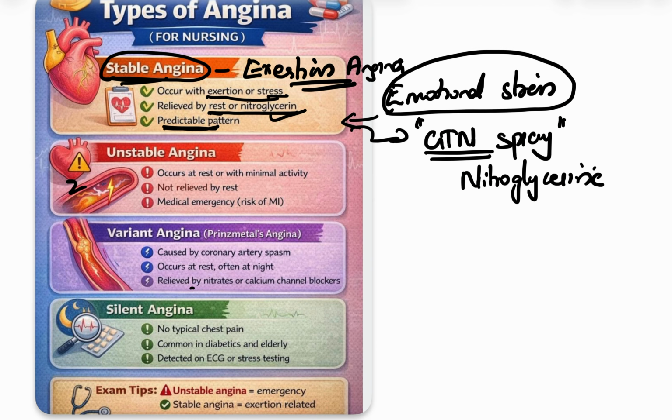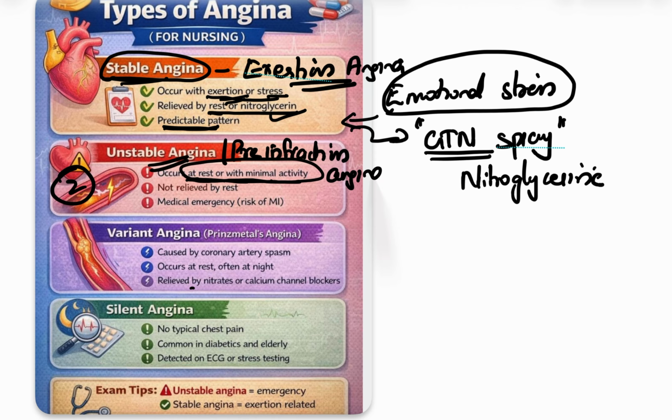Now we move to the unstable angina. The unstable angina occurs in a patient who is at rest or even if the patient has a minimal activity. So the stable angina, as I said, is due to increased physical or strenuous activity, but unstable angina can occur for a patient even if the patient is at rest, doing nothing, or having minimal activity. There will be a chance for the patient to get chest pain, and that chest pain is called unstable angina. And unstable angina is also known as pre-infarction angina. I'll say the reason why it is called pre-infarction angina. But remember, unstable angina can occur for a patient even if the patient is at rest.